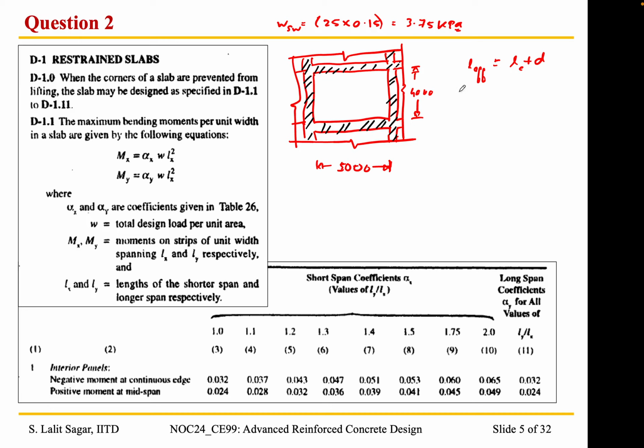Okay, and the factored load would be 1.5 times 3.75 plus 1 kPa for the floor finishes. And what is the live load? Live load is 4. So when we simplify, we get Wu is equal to 13.125 kPa.